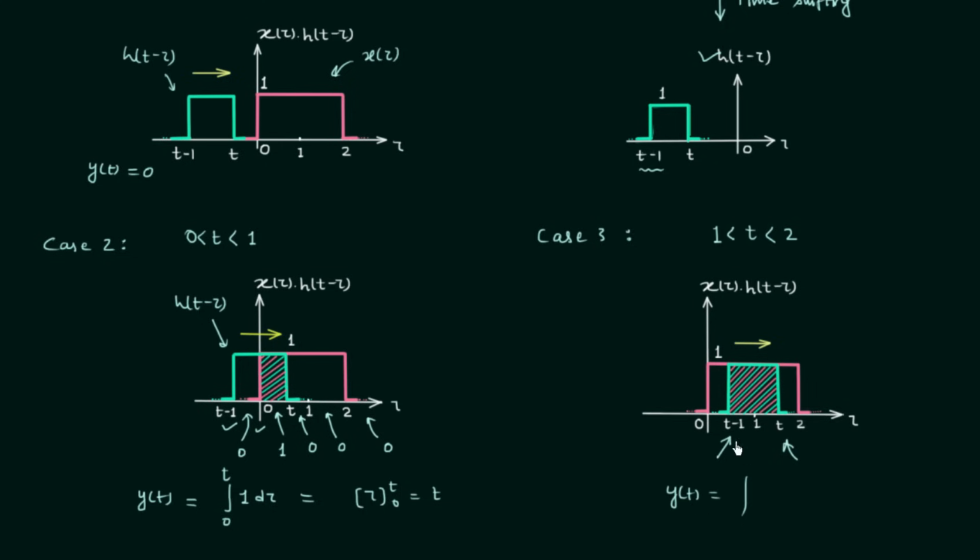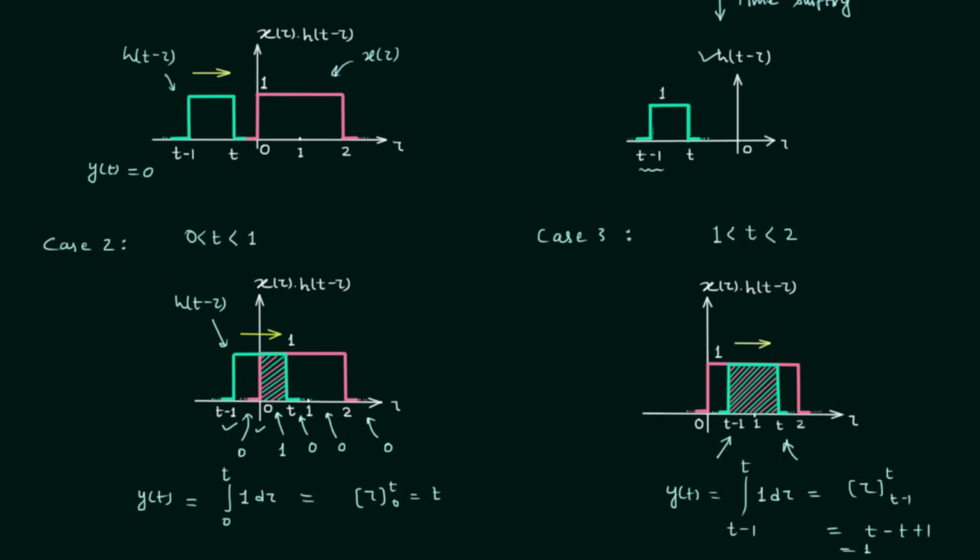our integration from t minus 1 to t, and the result of multiplication is 1, so we have 1 d tau, and this will give us tau. The lower limit is t minus 1, the upper limit is t. Let's simplify this. It will give us t minus t plus 1. This is equal to 1. So the output y(t) is equal to 1 when t is less than 2 but greater than 1.